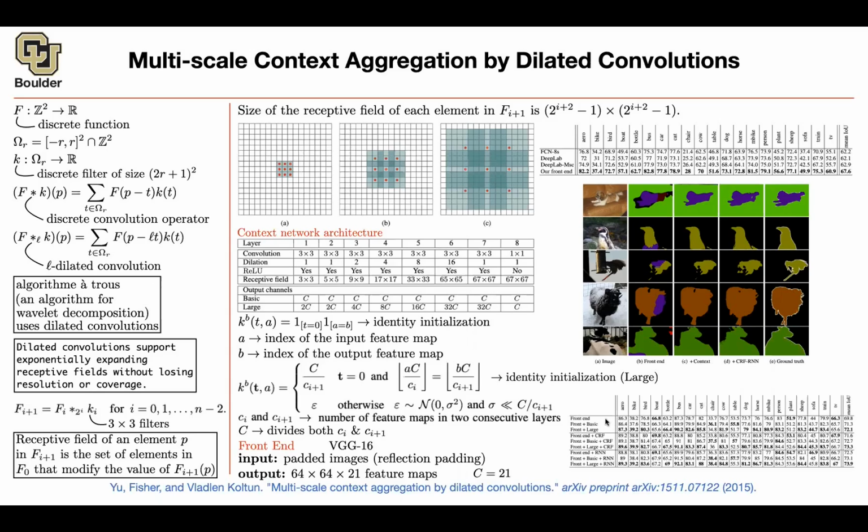And in terms of numbers, the front end, your basic network, the large one, is doing the best in terms of mean intersection over union. If you add CRF, you're going to add a little bit of improvement. You can apply CRF to the predictions of any network, so it's going to improve the prediction. Any other questions before I move on to the next? Okay, perfect.